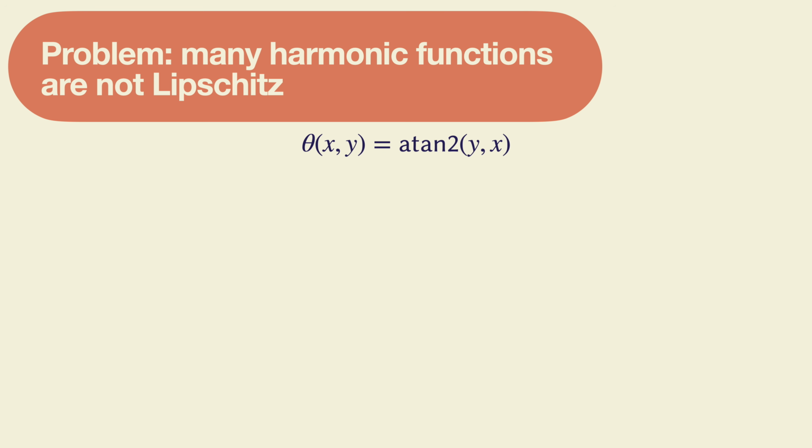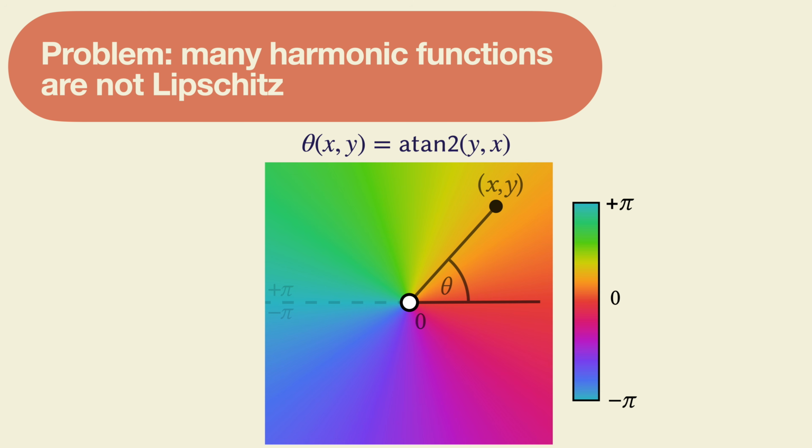But the problem for us is that many harmonic functions that people really care about are simply not Lipschitz. One illustrative example to think about is the angle function, often called atan2 when you're programming, which takes in a point and measures this point's angle with the positive x-axis. If we plot the angle function, it looks something like this.